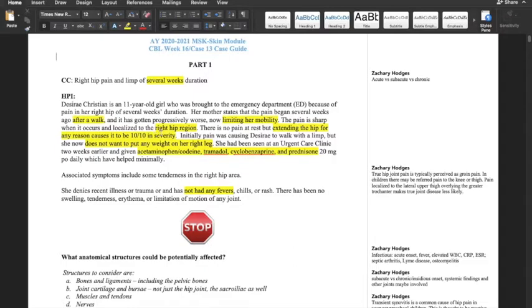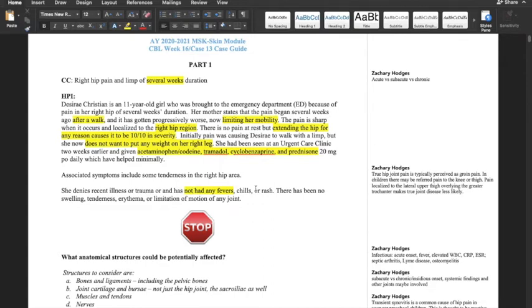The pain's mostly in the right hip region. There's no pain at rest, but extending the hip for any reason causes severe pain. Initially, she walked with a limp, but now does not want to bear weight. Seen in urgent care and was treated with all these medications that we will be sure to explain in detail. Review of systems, really no fever, not really otherwise contributory.